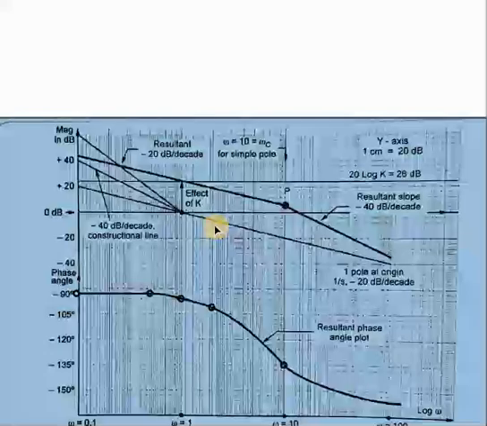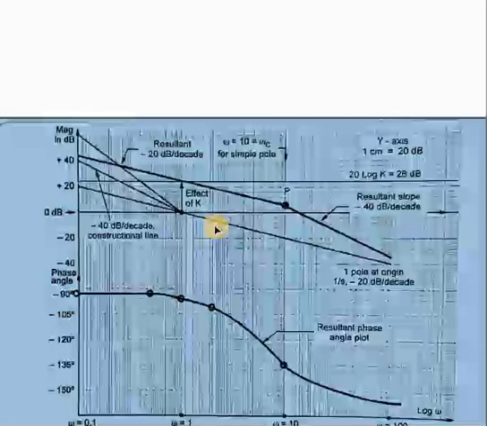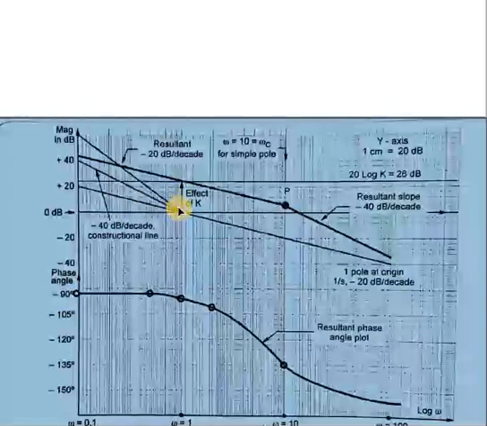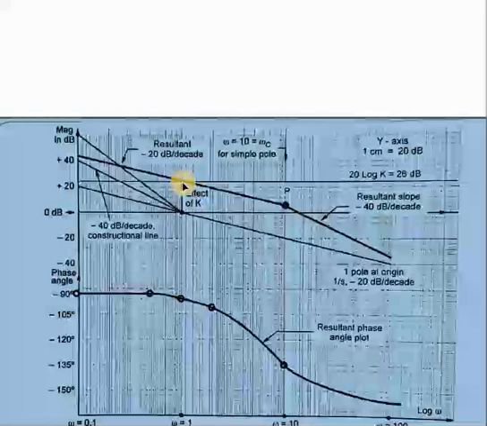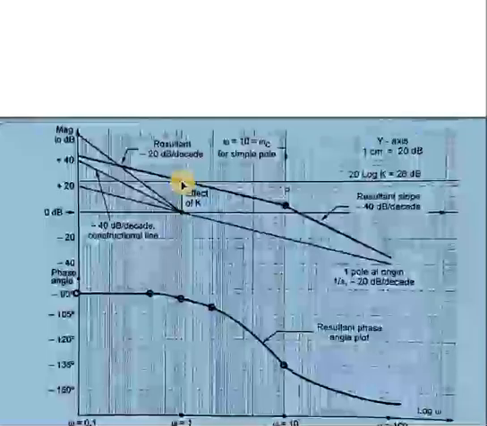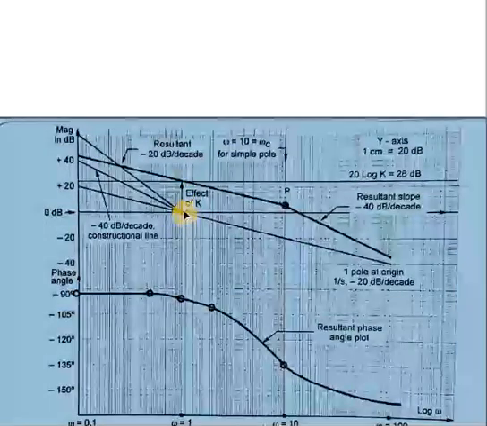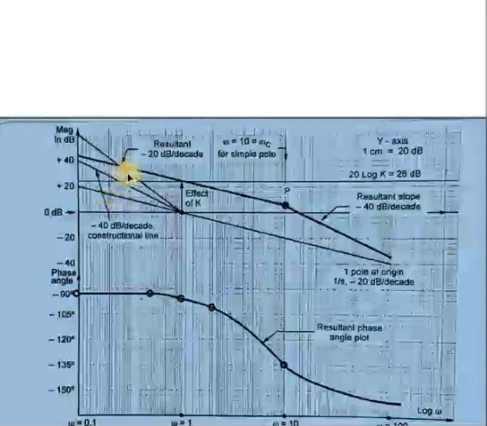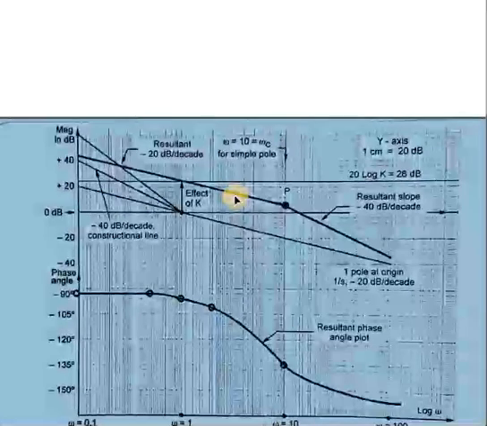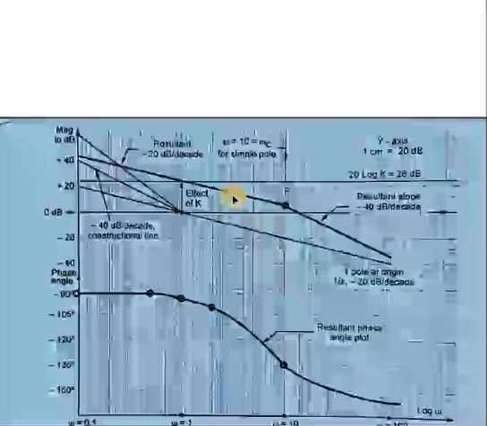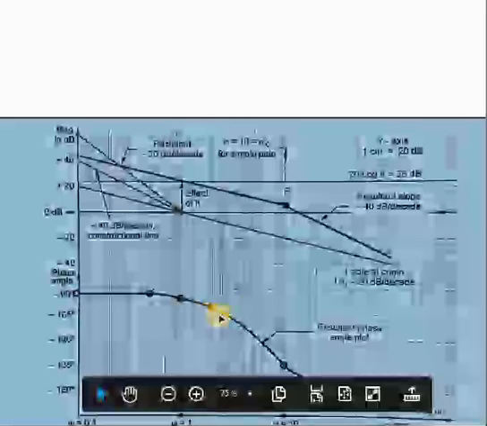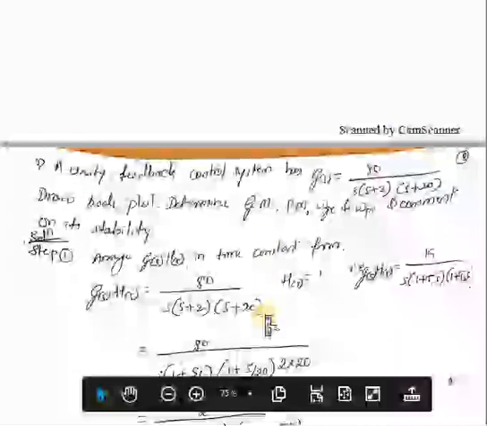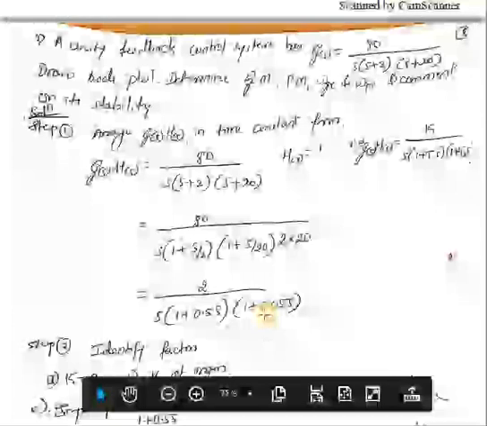After that, to have the effect of K, we know the value of K, it is 26 dB. So shift this entire plot in such a way that it should intersect with this 26 dB line. So first you will need to shift this point here on this, then parallelly you have to shift these lines. Okay. So this is going to be your magnitude plot, and this is your angle plot. Now coming to the second problem.